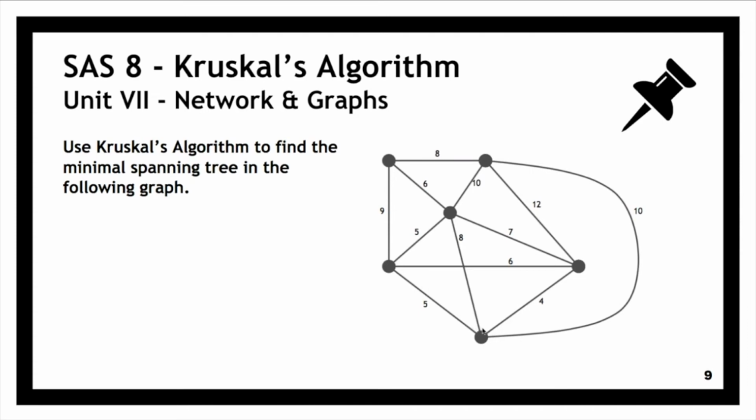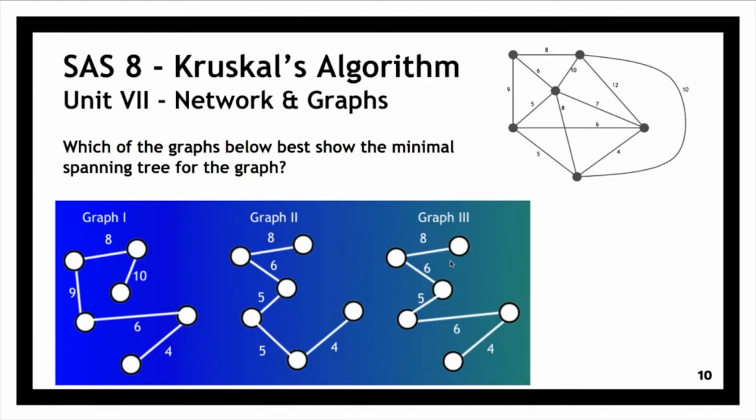And on the next page, we're going to show different ones, and you can see graph 1 is not correct. It has 10. We only used a 4, a 5, a 6, and an 8. Now, notice that we use this 6 here, and we didn't use the other 6. This is our efficient pathway.